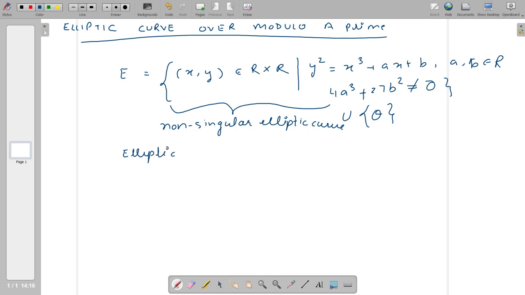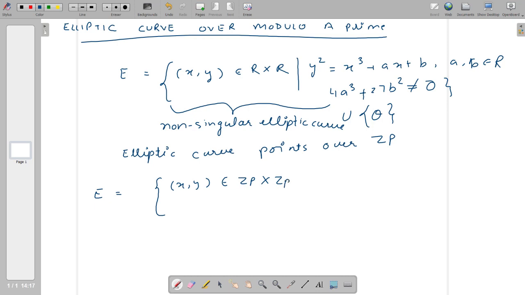We need to define these elliptic curve points over Zp, where p is a prime number, or you can say we need to define an elliptic curve over Zp. If we define an elliptic curve over Zp, it means all the operations will be mod p. So this elliptic curve E can be defined as the set of (x, y) which belongs to Zp cross Zp.